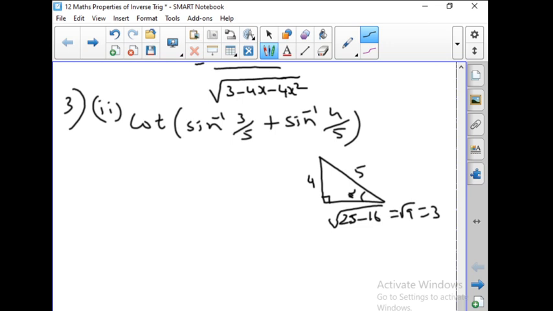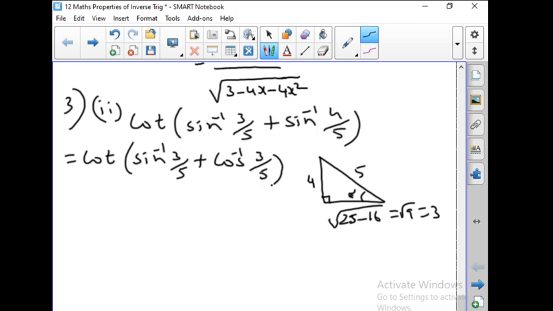Therefore, this can be taken as cot of sine inverse of 3 by 5 plus cos inverse of 3 by 5.